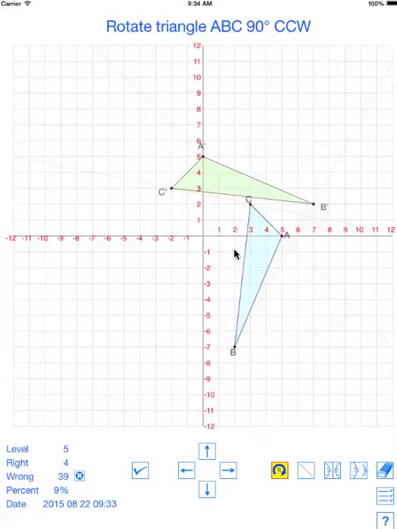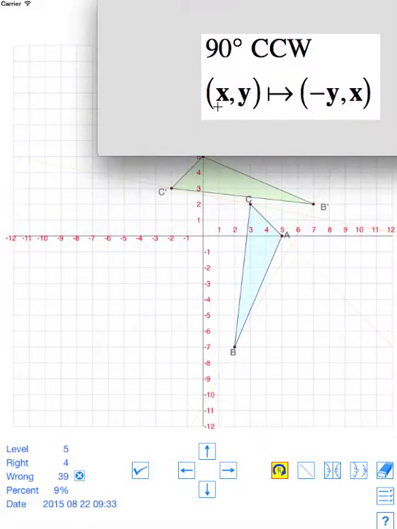But let's look at the coordinates of the B. 2, -7, and here we are at 7, +2. Okay, so +2, -7 became +7, +2. So what happened? The X and Y switch position again, but in this case, the Y, when it became the X, it also switched signs.